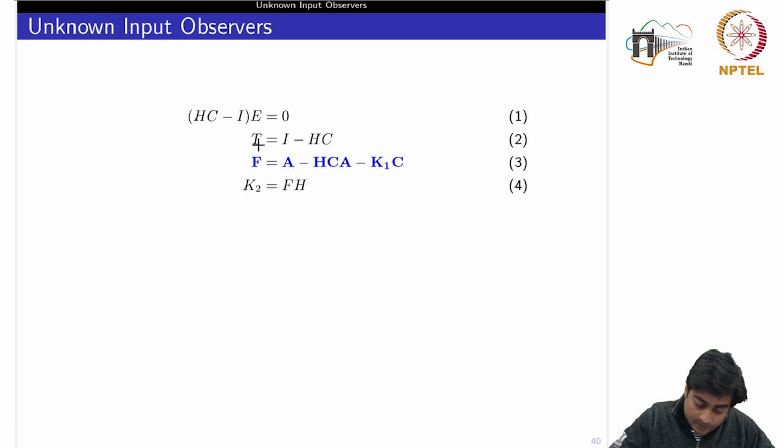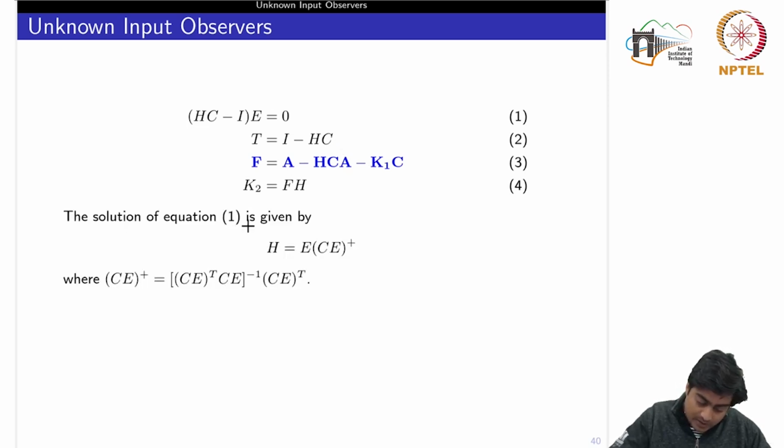Okay, so this is quite trivial. Now the third equation is F is equal to A minus HCA minus K1C. So now we need to see that whatever H we have computed from the first equation, if we plug that H into this equation, can we show that my F matrix would be a stable matrix for some K1, let's say. So let's see. The solution of equation 1 is given by H is equal to E times CE plus, where CE plus was defined as this.